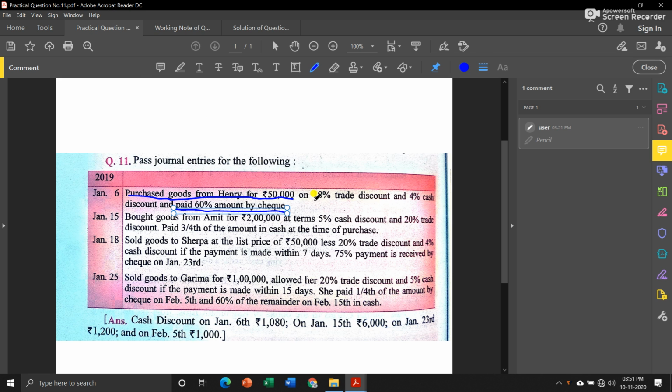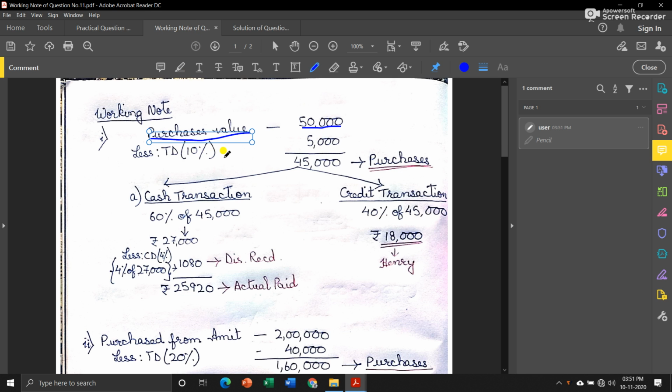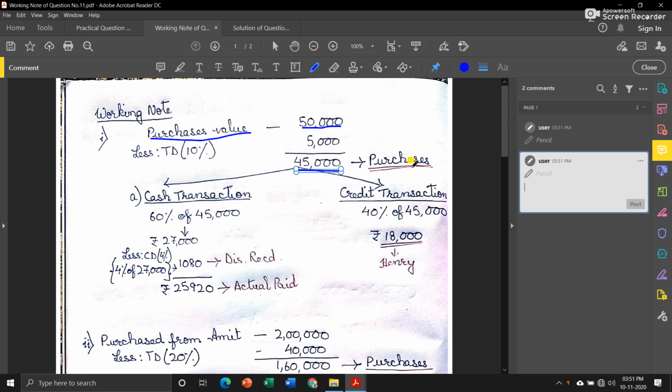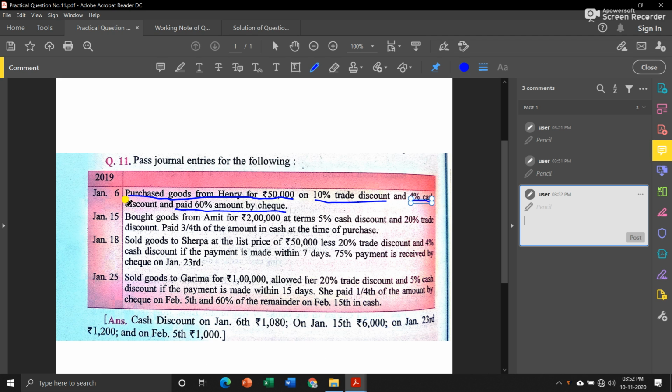Then they have mentioned a 10% trade discount, and as we know, first we have to give the trade discount. So first we will give 10% trade discount. 10% of 50,000 is 5,000. So we get 45,000. This will be our purchases amount. But don't focus on these purchases; you will be clear when we pass the journal entries, but as of now we will just see the working note. Now, after providing trade discount, we see that there is a 4% cash discount also.